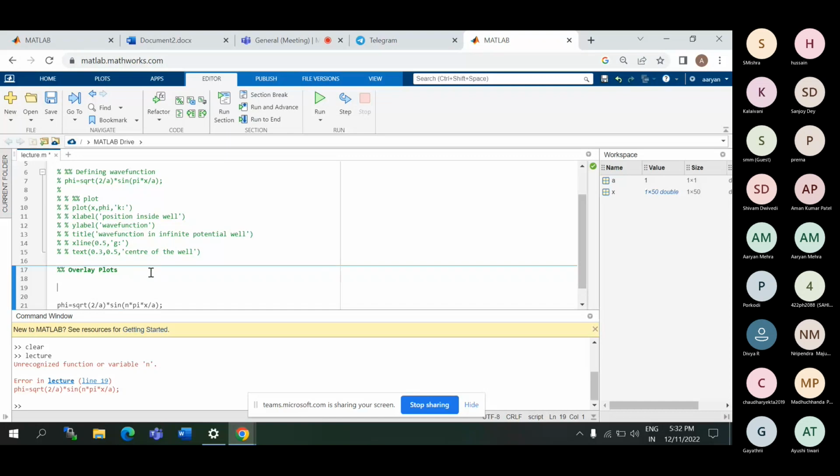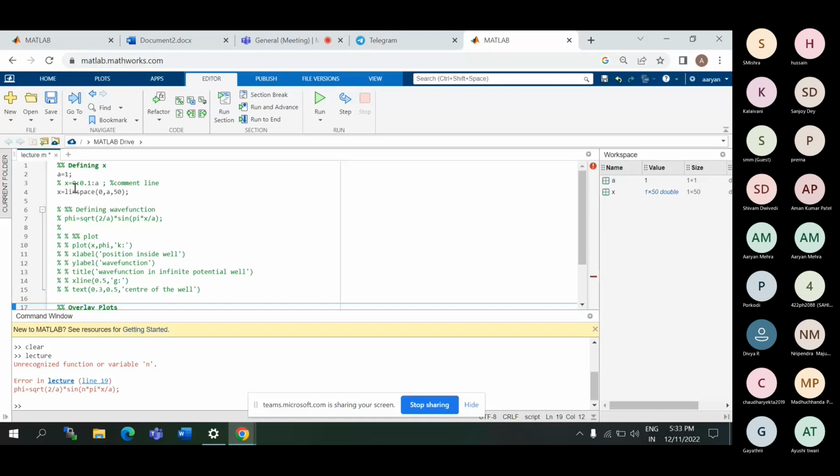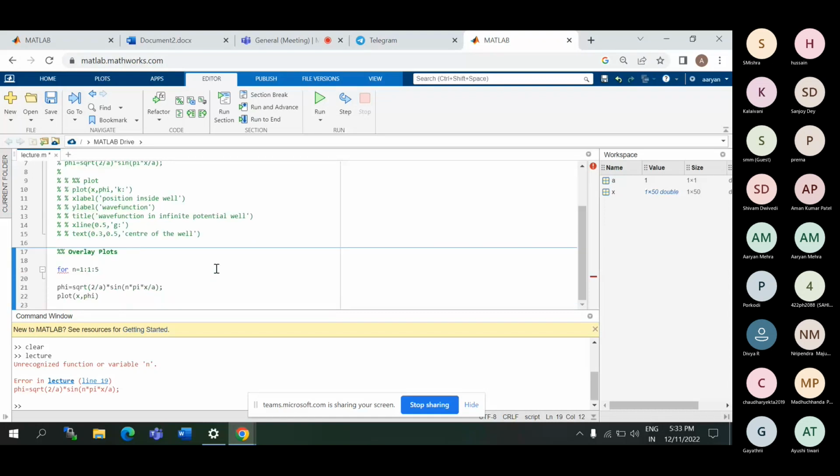When we want MATLAB to repeat the same thing many times for different values of something, let's say n, we use a loop, a for loop. The for loop means for n equals 1 to 5 in the steps of 1. So my n is going from 1 to 5 in the steps of 1, just like I defined x, going from 0 to a in steps of 0.1. It means my n is 1, 2, 3, 4, 5.